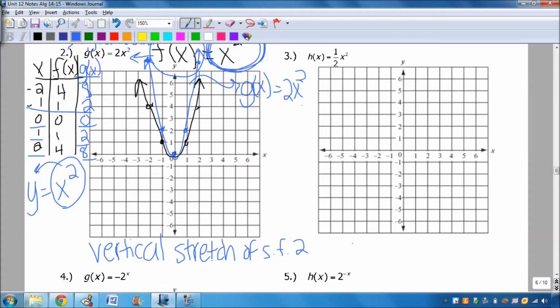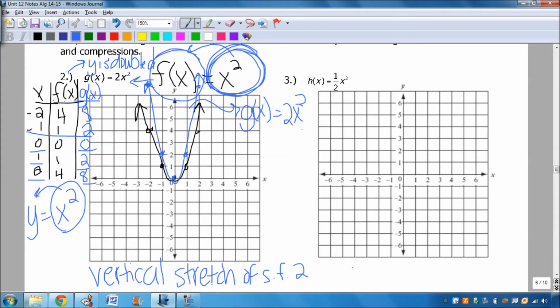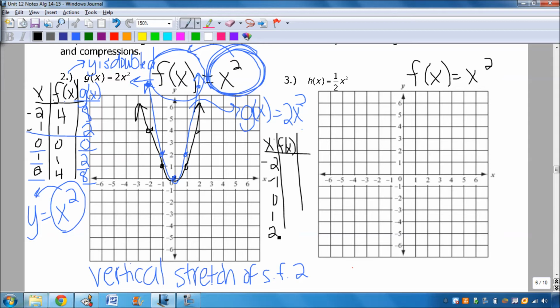Okay, so let's take a look at what happens when we've got h of x right here. So again, our parent function is still f of x equals x squared. So I'm going to create my table of values again. So right here, I've got x, I've got f of x, and I know that my x values are going to go from -2 to +2, and then my y values will be 4, 1, 0, 1, 4.